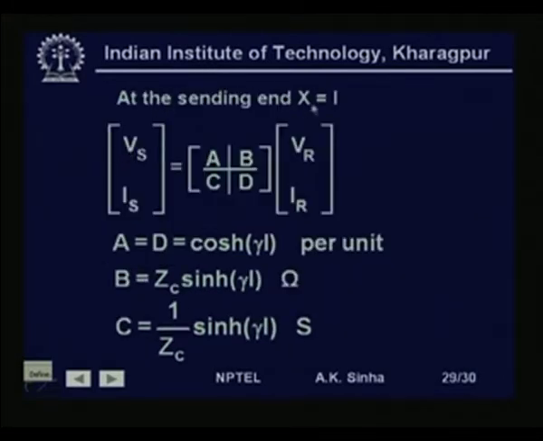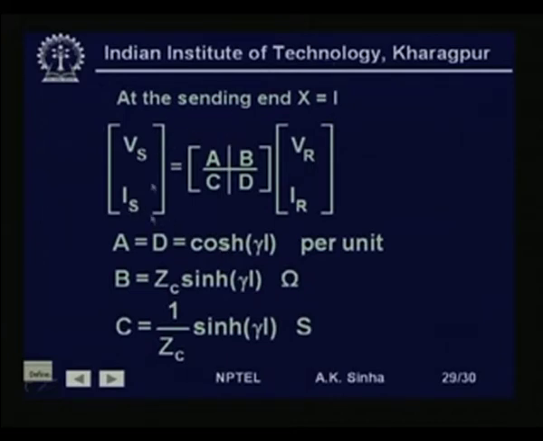That is, at the sending end x is equal to L. Therefore, we can write this relationship as [Vs Is] equal to [A B; C D] [Vr Ir], where A is equal to D is cos hyperbolic gamma L per unit, B is equal to Zc sin hyperbolic gamma L, and C is equal to 1 by Zc sin hyperbolic gamma L in Siemens.